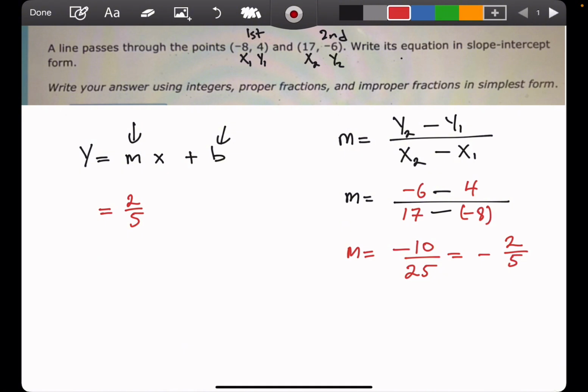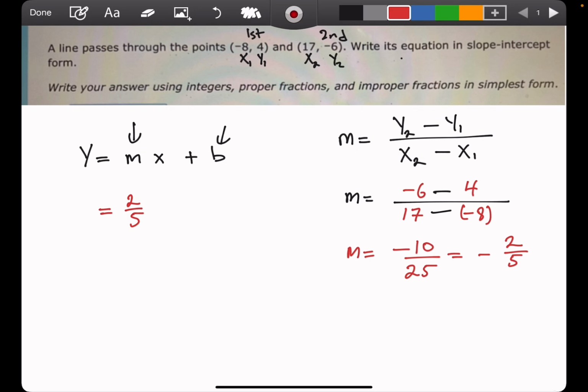Now, do we have the b? No, we don't have the b. But we can find the b. And how do we find the b? Use any of the points to find the b. I'm going to be using the first point. I always like to use the first point all the time. I can use the second one if I want to, but I'm always going to use the first one.